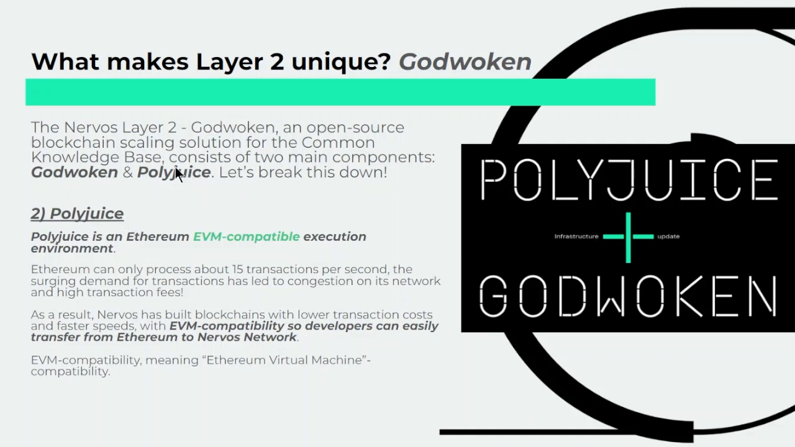Next, we have Polyjuice here, and Polyjuice is where the Ethereum compatibility comes in. If you have experience with Ethereum, you might already know about some of the problems currently plaguing Ethereum today. Ethereum can only process around 15 transactions per second. The surging demand for transactions has led to congestion on its network and high transaction fees. You might have already experienced that. As a result, Nervos has built blockchains with lower transaction costs and faster speeds, but with EVM, Ethereum virtual machine compatibility, so developers can easily transfer from Ethereum to Nervos Network.